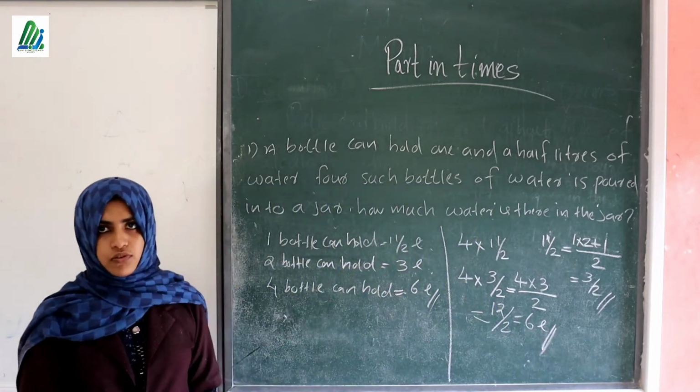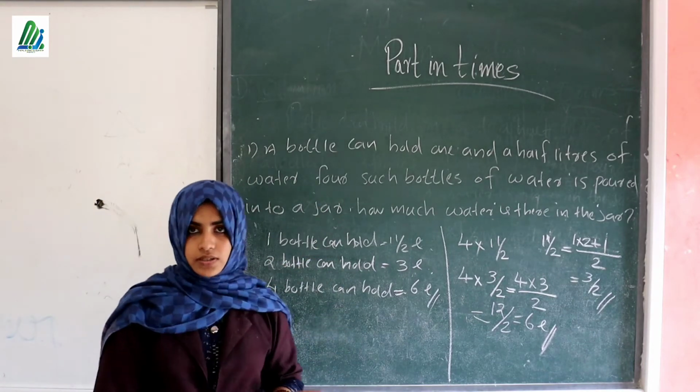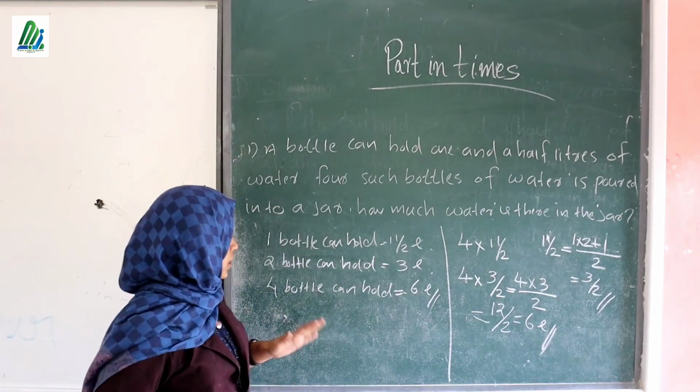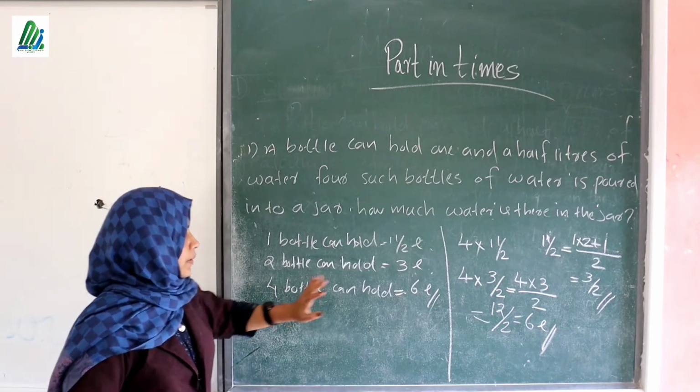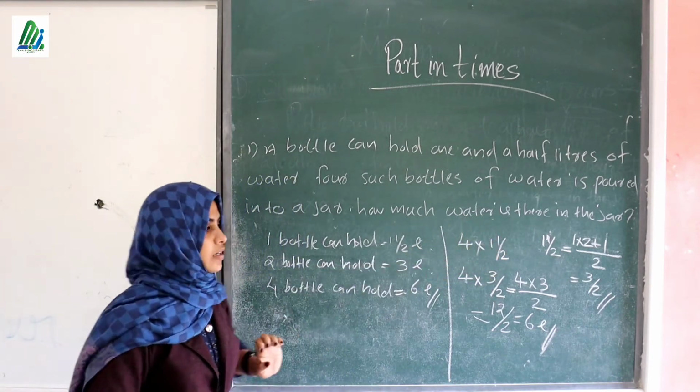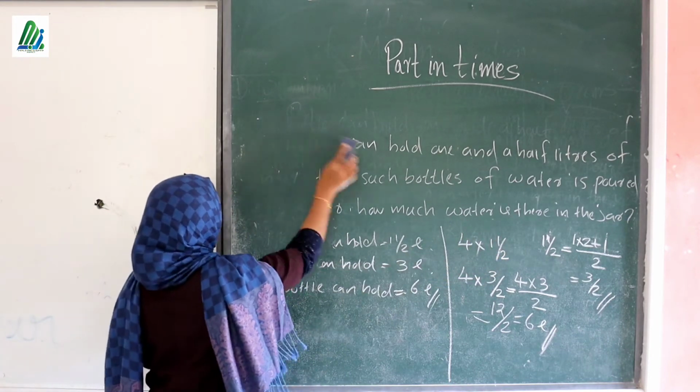So there are 2 methods for solving this question. Okay, so this is the first question. Here we just multiply a number and a simple fraction. Okay, then another question.